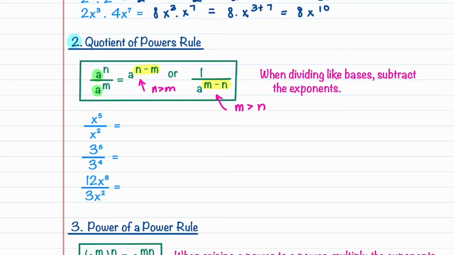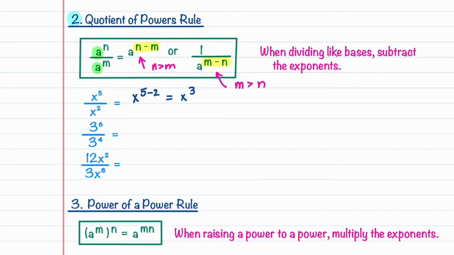Let's look at some examples. In our first example, we have x to the 5th divided by x squared. The power on the top is bigger, so we're going to write this as x to the 5 minus 2, which is just x cubed. Let's now look at our second example. It has constants in it. The constants are the same, so we can write this as 3 to the 6 minus 4, which gives us 3 squared, which is just equal to 9.